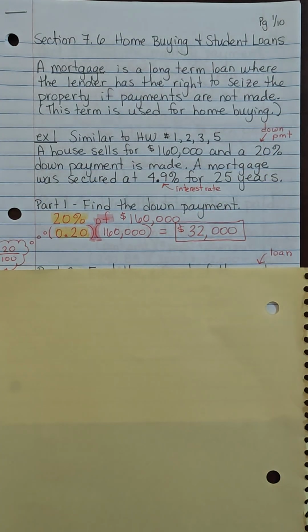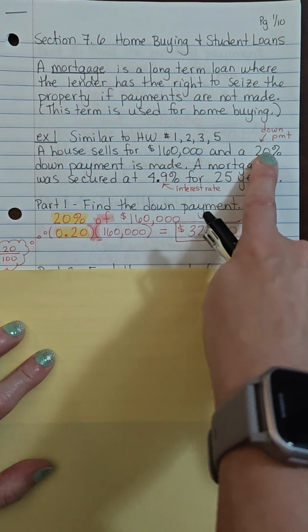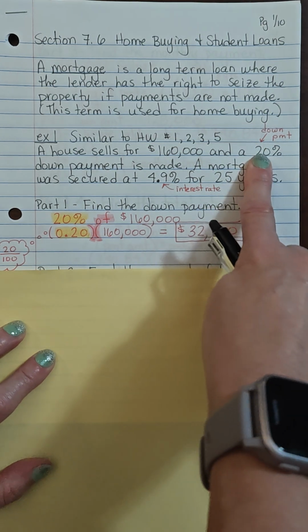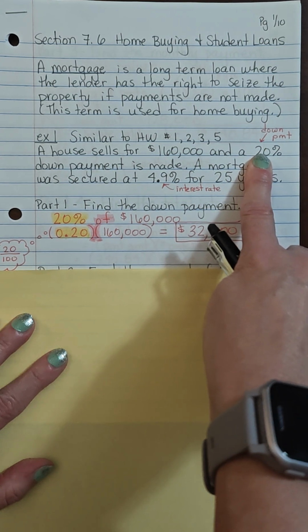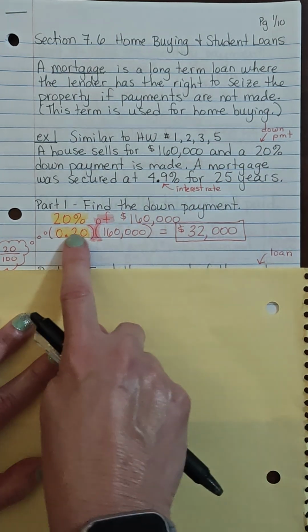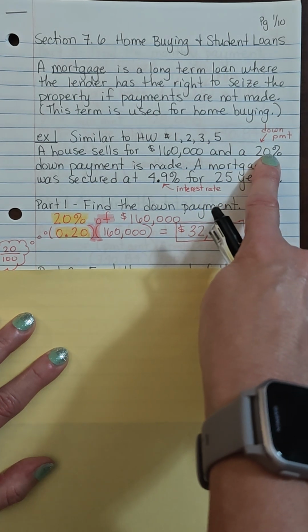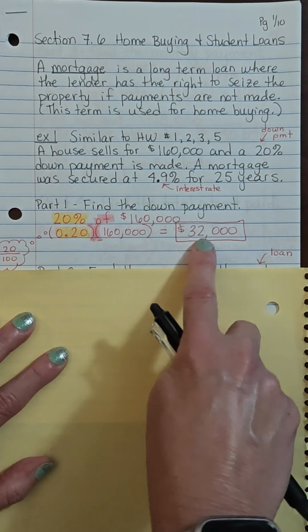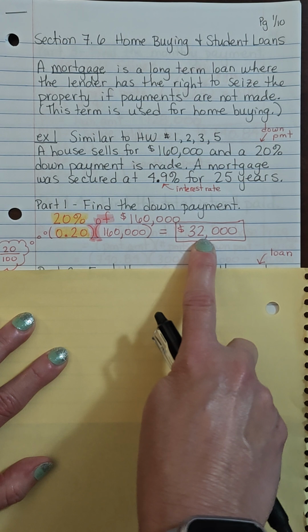20% is not a fixed number. You always want to know 20% of what. So it's 20% of this. Don't look at that and think it's $20 as a down payment. It's not. You actually have to do a computation with that number. If you multiply those together, you get $32,000. There's the amount of your down payment.